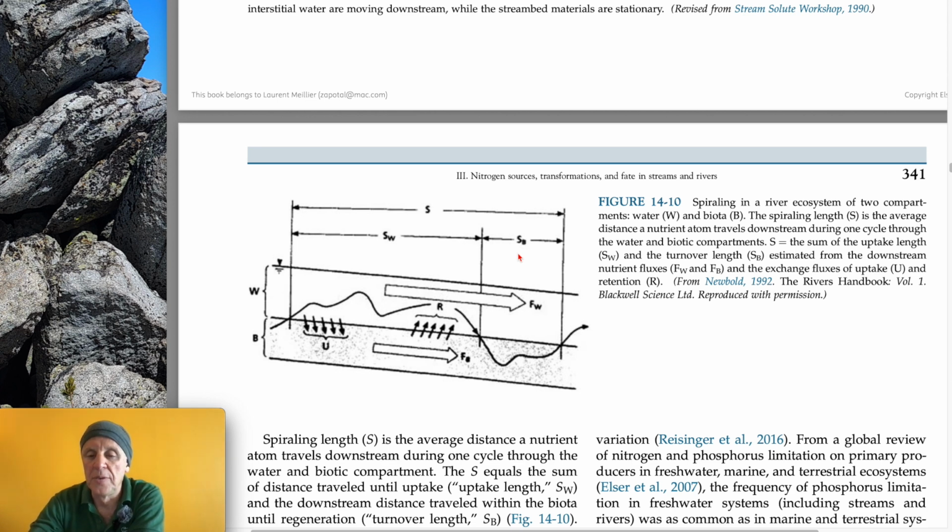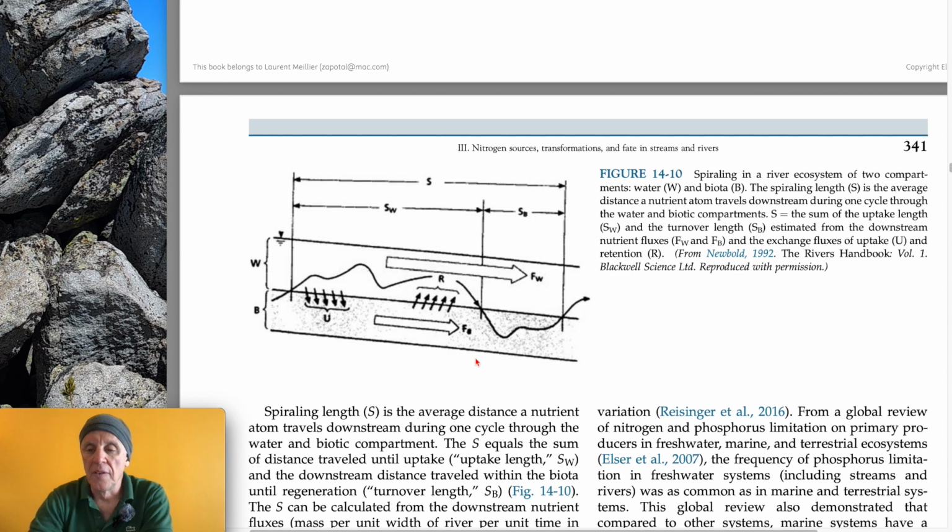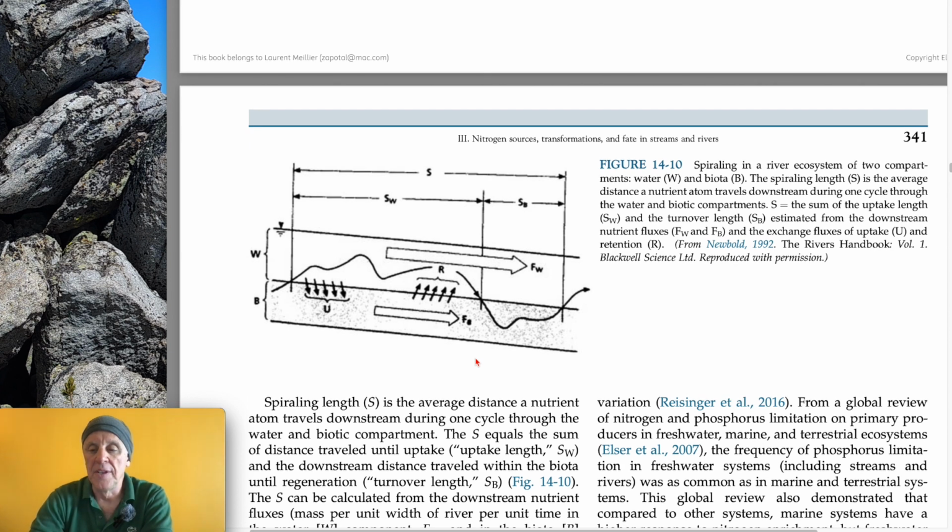estimated from the downstream nutrient fluxes FW and FB. So FW, FB, and those are exchanges from the river. And then we have a flux of the uptake, U. So this is the flux right here, and retention. This is the R right here.